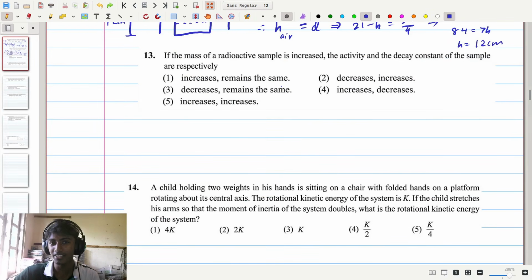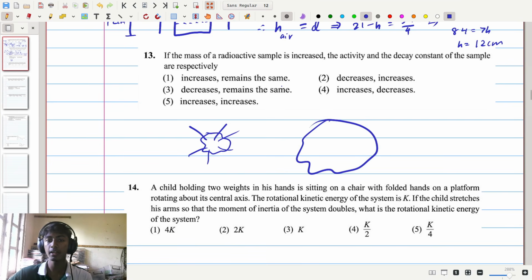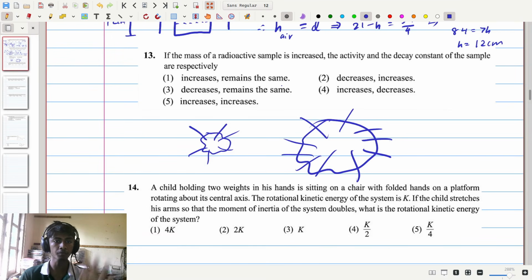Question number 13 says, if the mass of a radioactive sample is increased, the activity and the decay constant of the sample are respectively what? Now activity here is equal to the number of decays that occur per second. Due to that, if you have a small sample, the number of decays that occur is small, but if you have a bigger sample, the number of decays that occur is larger, since the number of decays that occur per second is proportional to the mass of the sample. So therefore, the first one should be increases.